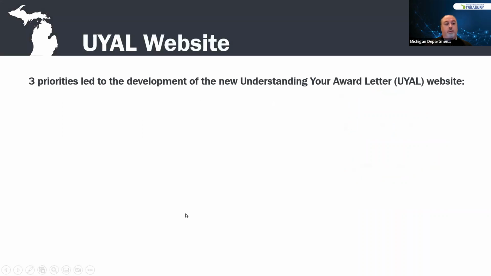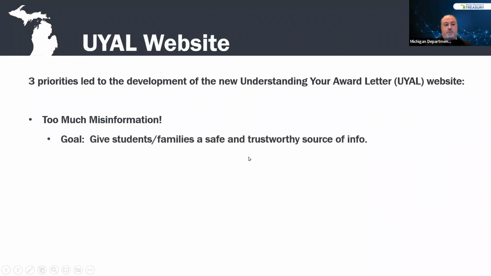So there were 3 priorities that led us at Michigan Student Aid to develop the new Understanding Your Award Letter tool. There's just too much information out there. That was one of the things that we have been seeing, talking with students, working with families. So we had a goal to give students and families a safe space and a trustworthy source of info that they could go to for some of the best tools and information on the website or out on the web for financial aid.